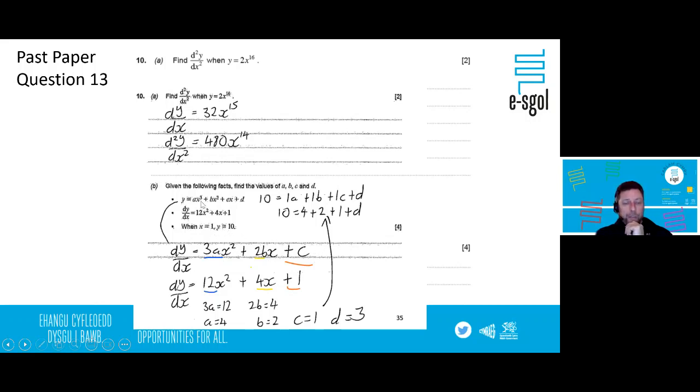x equals 1, I subbed it into the top. I had 1a, 1b, 1c, but I now know what a, b, and c are worth. So I substitute those in, and I found the answer d equals 3. Not that difficult. And so if you download all the past papers and use all the past papers that are available on the website, you'll find that type of question, not in every paper, but in a lot of them.